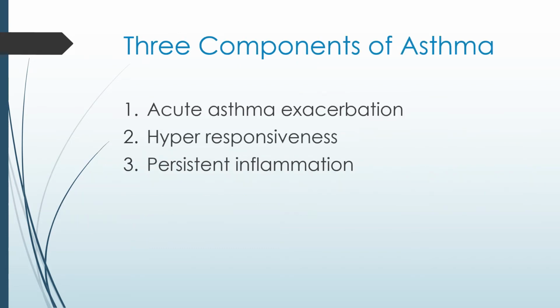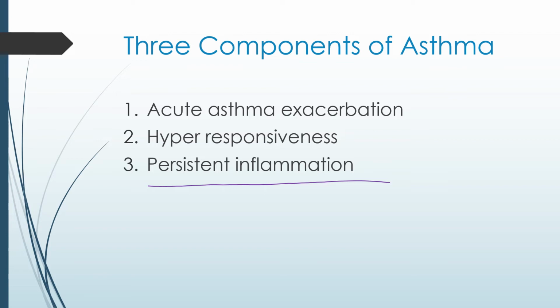So what are the three components of asthma? We have an acute asthma exacerbation, we have hyperresponsiveness, and we have persistent inflammation. These are your three primary components, right? You have that acute phase, you'll have that hyperresponsiveness to it, and then you'll have this persistent inflammation that goes on, right? Have you ever had a cough that continues on after the cold has gone away? That's persistent inflammation. So in the first situation here, where it's an acute asthma exacerbation, we're going to usually see these resolve spontaneously or with treatment, right?